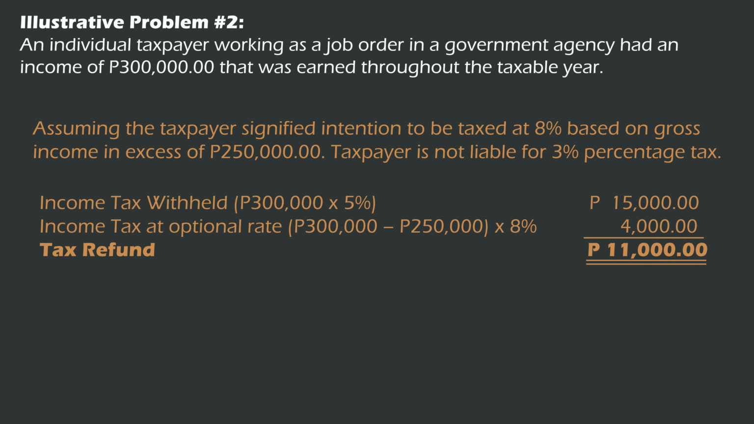So the tax withheld would be 300,000 multiplied by 5%, that would be 15,000. Now for income tax, you have your 8% income tax rate, so that would be 300,000, we will be deducting 250,000, multiply that by 8%. So we have 4,000. So the tax refund will be 11,000.